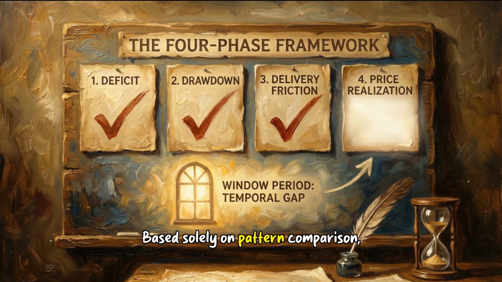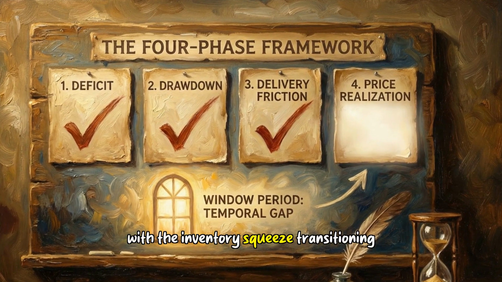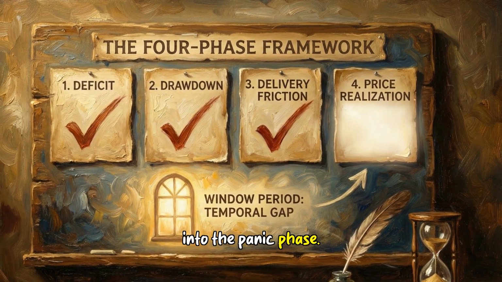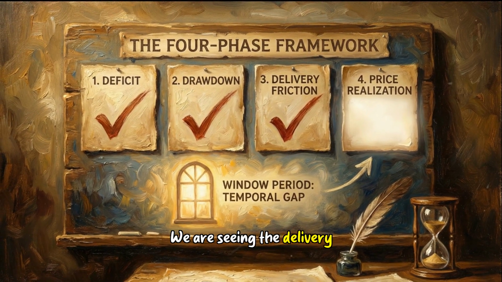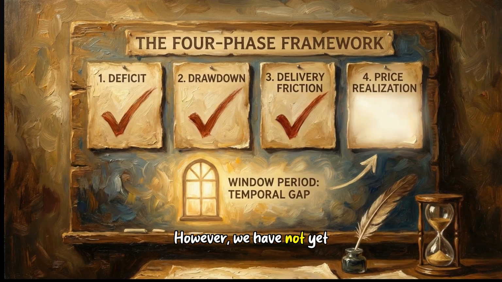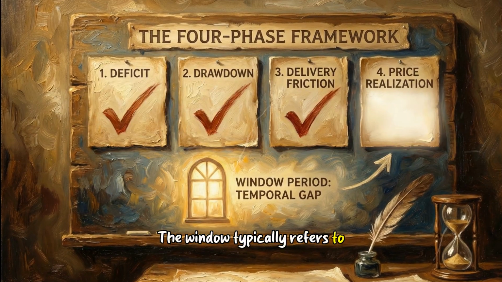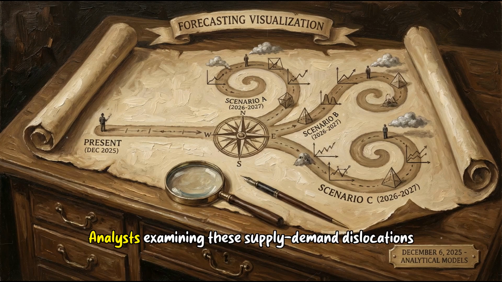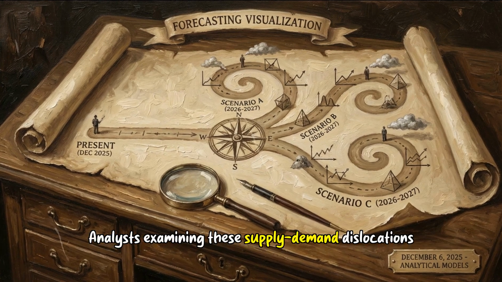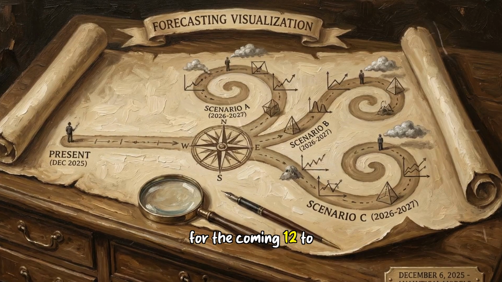Based solely on pattern comparison, current conditions show strong correlation with the inventory squeeze transitioning into the panic phase. We have the deficit, we have the drawdown, we are seeing the delivery friction. However, we have not yet seen the price realization. The window typically refers to this period between the inventory drain and the price reset. Analysts examining these supply-demand dislocations have modeled several potential scenarios for the coming 12 to 24 months.